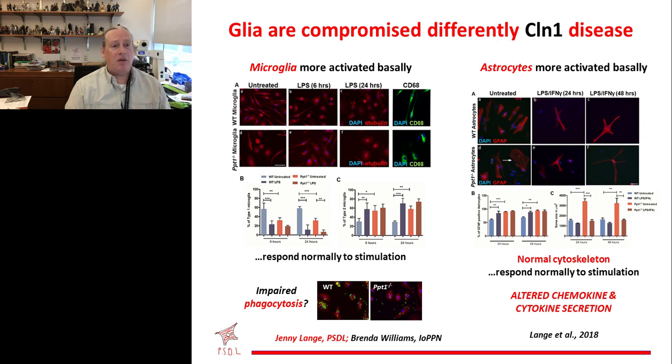What we did find, though, was that CLN1 microglia appear to have an impaired ability to eat up small latex beads, so impaired phagocytosis. Turning our attention to astrocytes, CLN1 astrocytes were also more activated basally before we even stimulated them. But again, they had a normal cytoskeleton and responded normally to stimulation. Again, two things that CLN3 astrocytes had problems in doing. We also find that they had differences in their ability to secrete chemokines and cytokines, but quite different to those we saw in CLN3 disease.